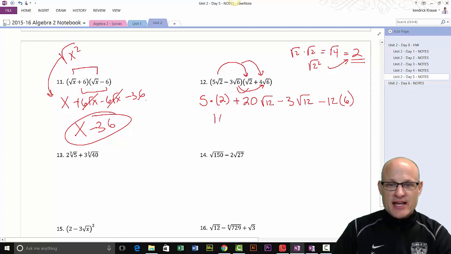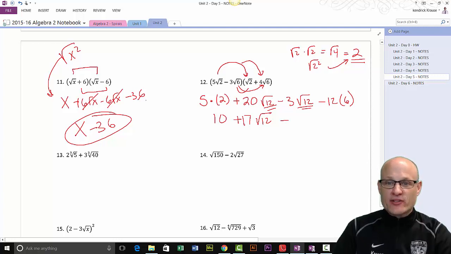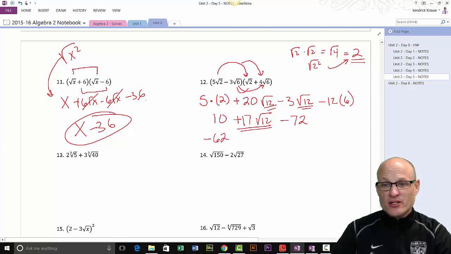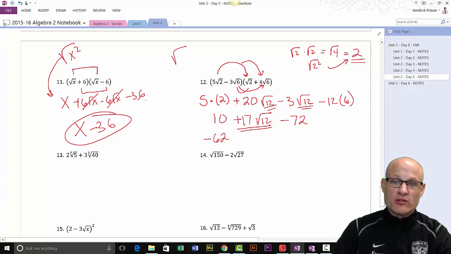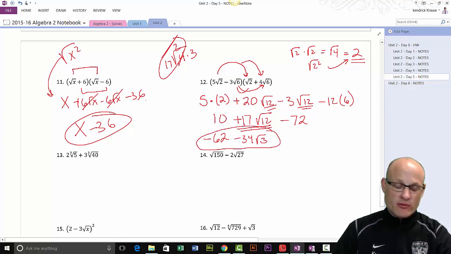So let's see what I got here. I got 10 plus 17 square root of 12. They have the same radical. We can add them. Minus 72. Now these two make negative 62, but this thing needs to get cleaned up a little bit. So I'm going to bring that over here to the side. 17 square root of 12, and the square root of 12 is really 4 times 3, and the square root of 4 is 2. So this is minus 34 square roots of 3. That got a little crazy right there. I knew that one was going to be a lot of work.